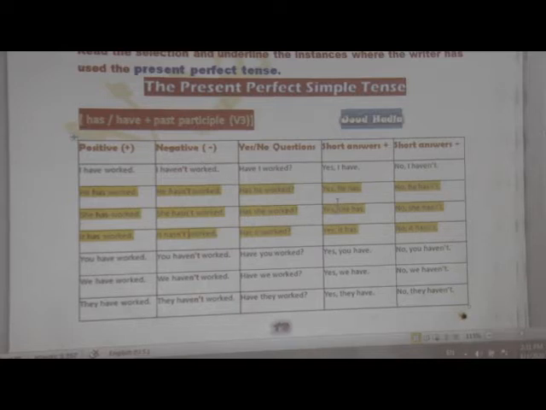Now short answers, yes he has, yes she has, yes it has. Now short answers, negative, no he hasn't, no she hasn't, no it hasn't. Now you have worked, we have worked, they have worked for positive. And you haven't worked, we haven't worked, they haven't worked for negative. And also in question we only need to invert the verb to have. It's the helping verb in this case. So have you worked, have we worked, have they worked?